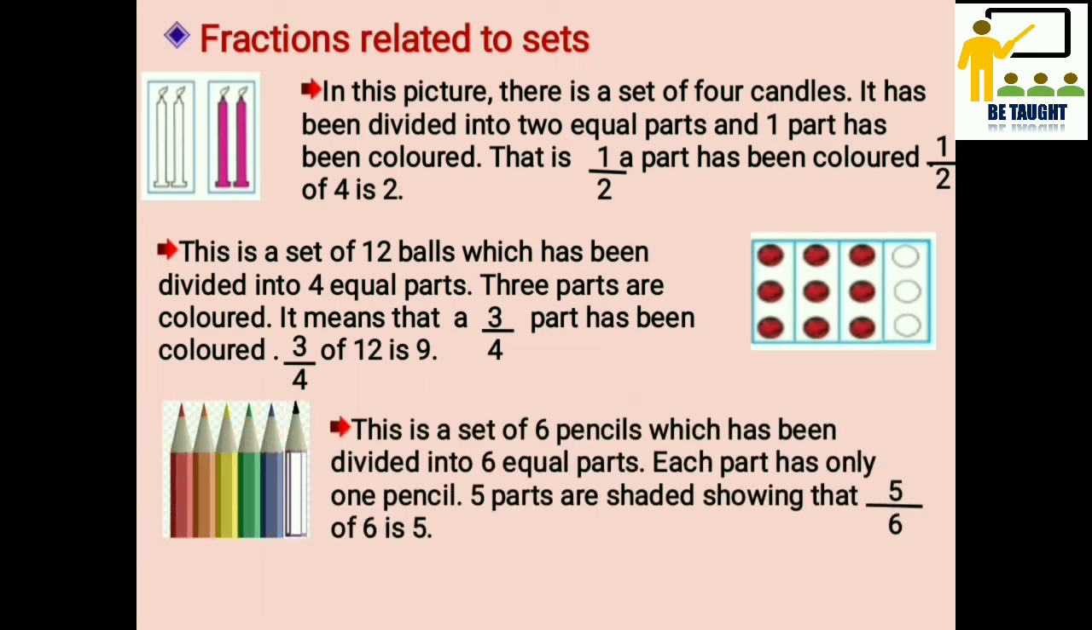We'll see one more example. This is a set of 6 pencils which has been divided into 6 equal parts. Each part has only 1 pencil. 5 parts are shaded, showing that 5/6 of 6 is 5. So 1 pencil is not colored, not shaded, and the remaining 5 are shaded. So the answer will be 5/6 of 6 is 5.